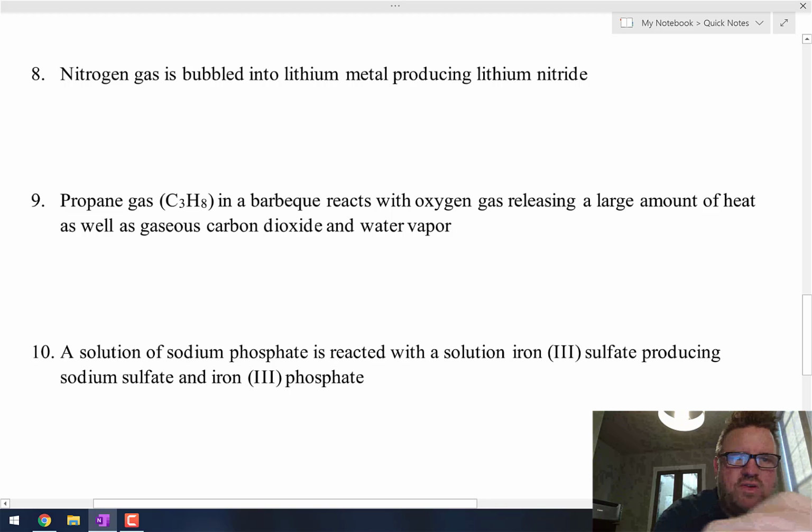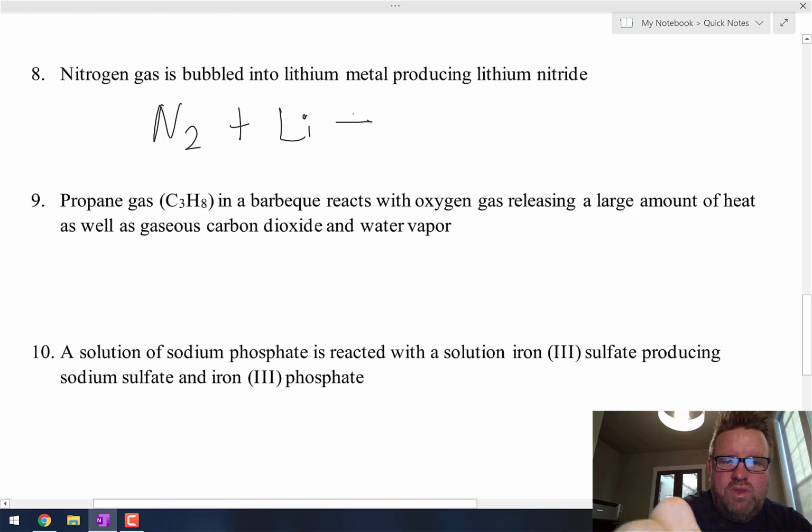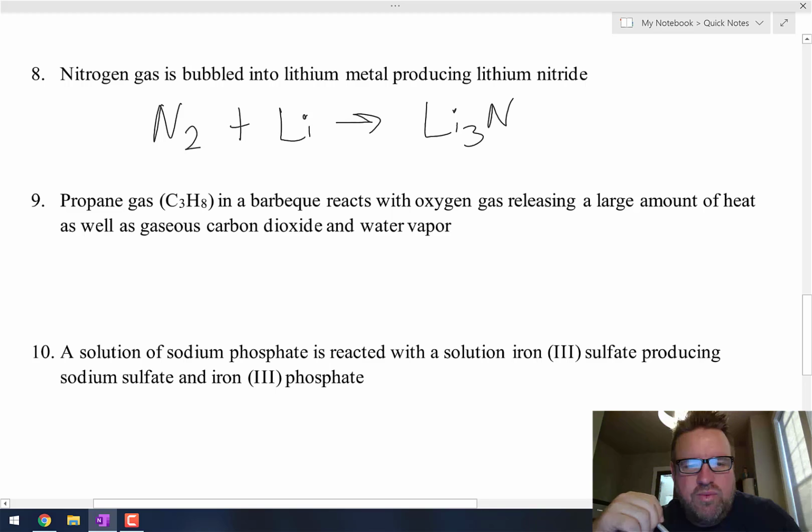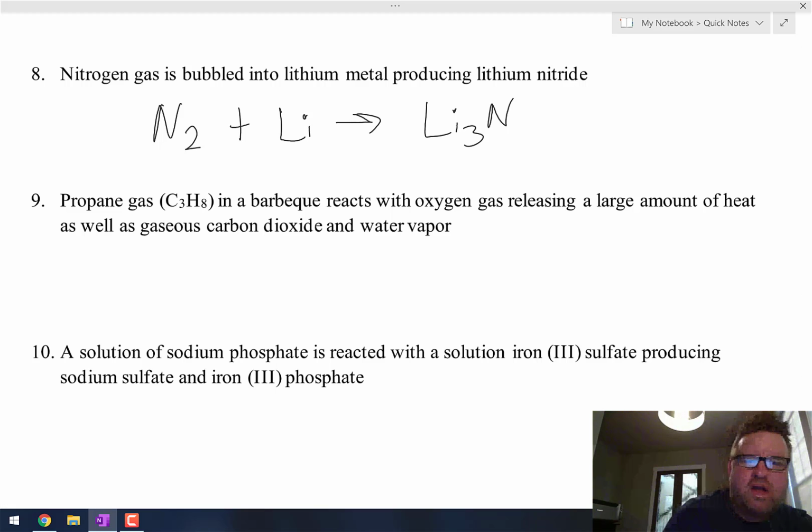by yourself. So number 8, nitrogen gas. So that is another one. That's Brinkelhoff. That N is Brinkelhoff. So nitrogen by itself, that's got to be 2 of them, is bubbled into lithium metal, producing lithium nitride. So lithium's +1, nitrogen's -3. So it's just Li3N. Okay, so go ahead and pause it now. Let me go out and write, I'll write all of them out.